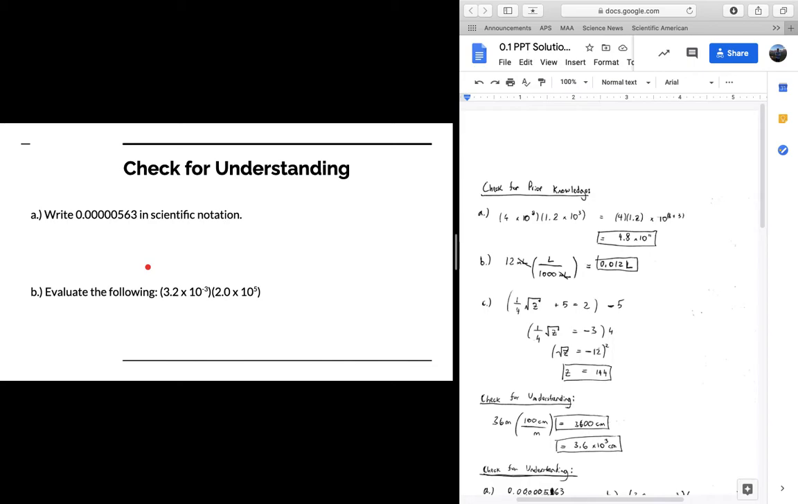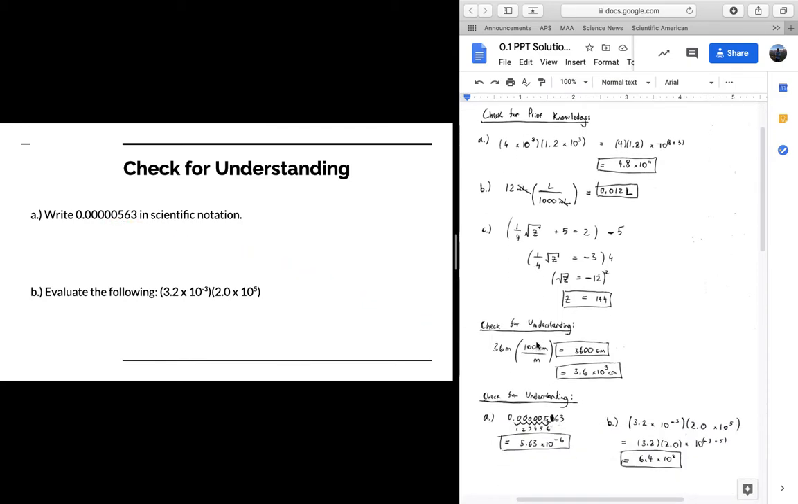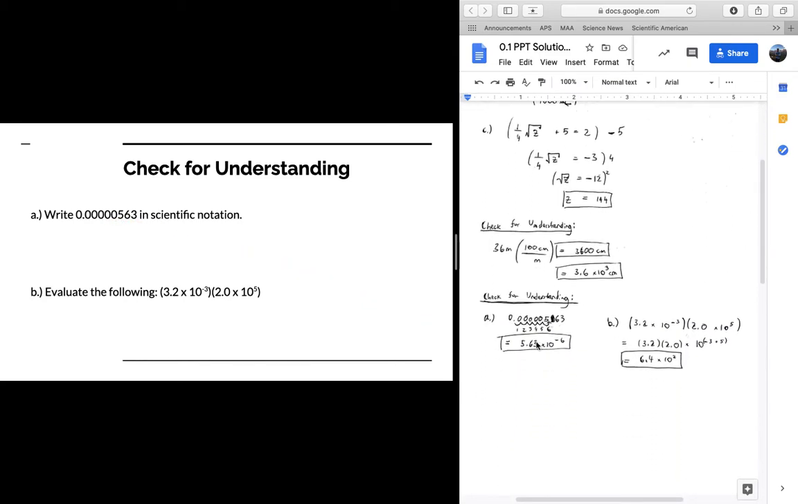So here's a quick check for understanding. You can pause the video and work this out if you like. If not, if you would like to see me work it out, that's what I'm getting ready to do. So write 0.000000563 in scientific notation. Okay?